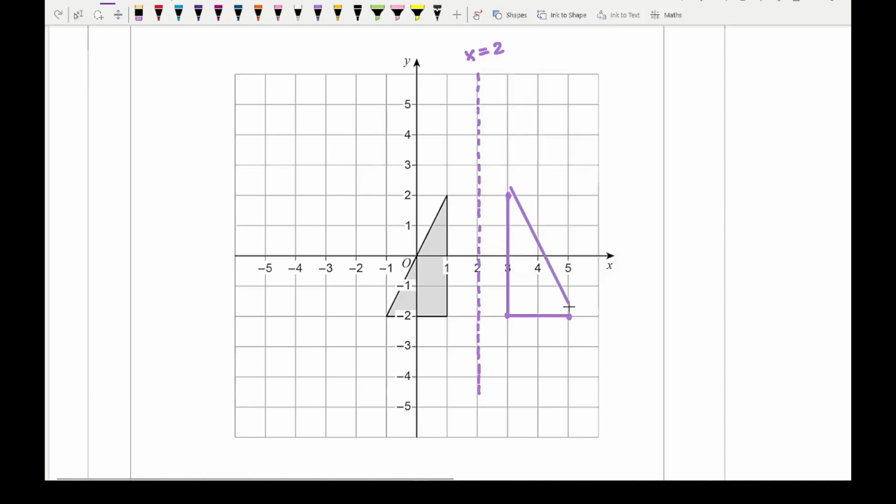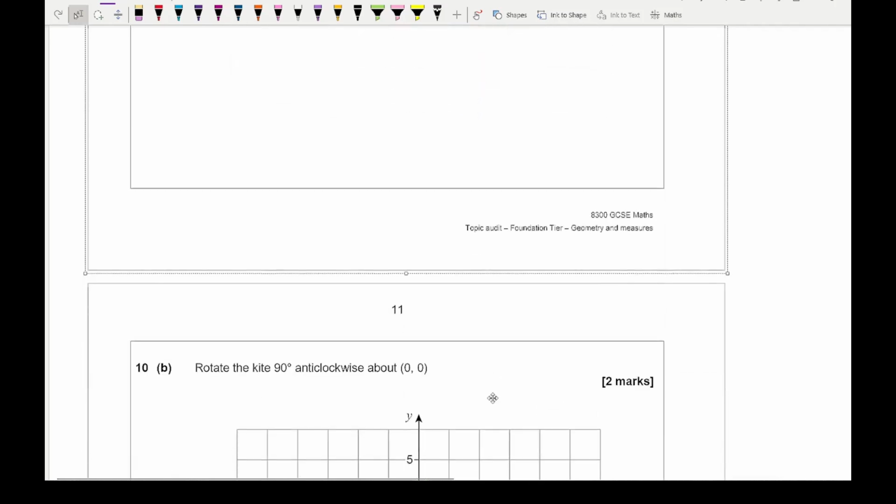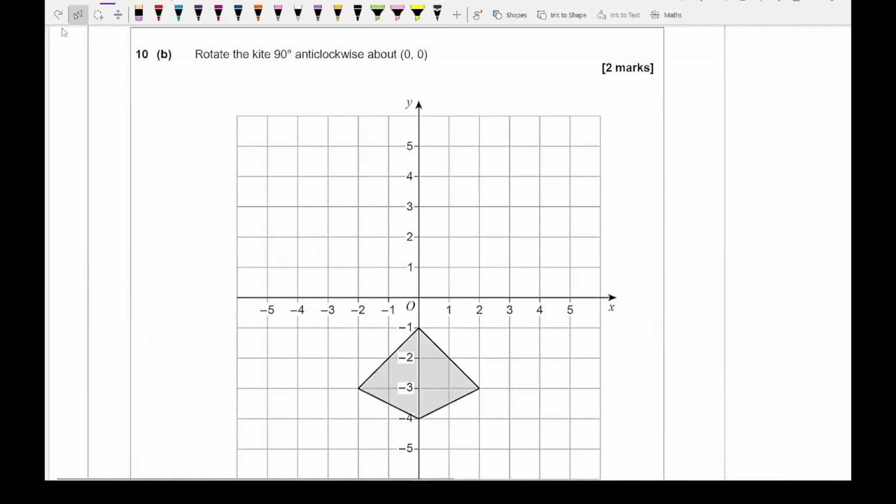And then finishing it off, like so. It's always good practice to make sure that you leave the reflection line. Make sure you mark it. It doesn't need to be dotted. It could be a straight line, solid line. That's absolutely fine. Moving on to question 10b, it says rotate the kite 90 degrees anti-clockwise about 0, 0.